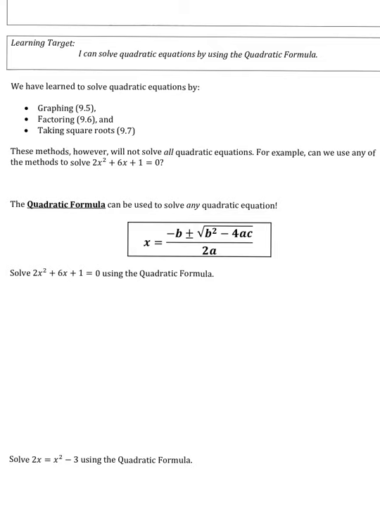Welcome to 9.9. So far, we have learned how to solve quadratic equations for their x-intercepts or solutions by graphing, looking at where the graph crosses the x-axis, by factoring, and by taking square roots as long as there's no b term. Today we're going to learn the final way to solve a quadratic equation, and it is by using the quadratic formula. This giant formula you will have memorized.